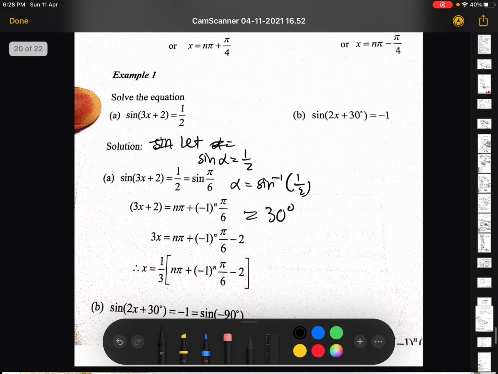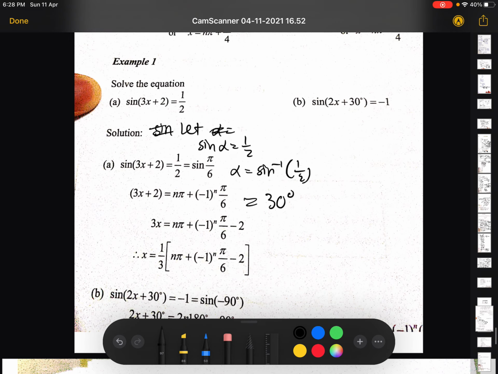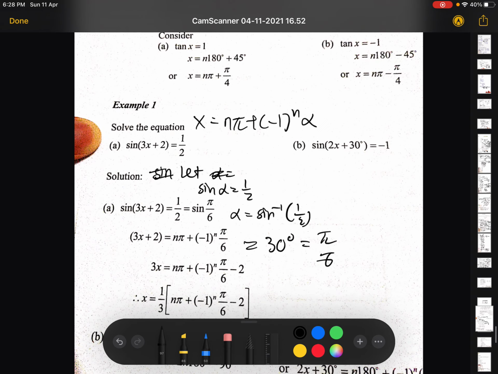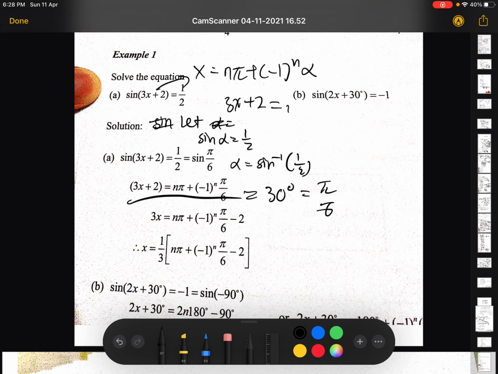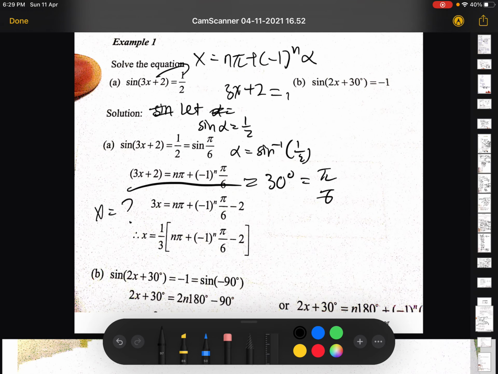Okay, back to this. So your basic angle alpha is 30 degrees. But since they want to use radians, pi over 6. So x is your angle. Remember, x equals n pi plus minus 1 to the power n alpha. So x here is 3x + 2, equal to n pi plus minus 1 power n pi over 6. Then remember, your general solution must be in x. x equals what? So you have to use your normal algebra and move everything to the other side, and then you will get x.